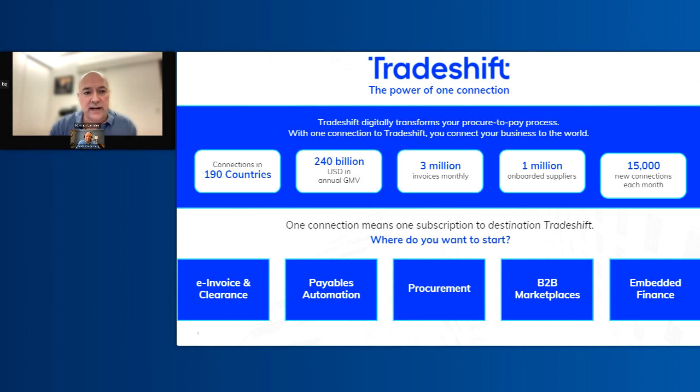So we've got 190 different countries connected. We're doing about 3 million invoices monthly with about 1 million onboarded suppliers and quite a few connections every month. You can see down at the bottom, that's essentially what we do: e-invoicing and clearance, payables automation, procurement, B2B marketplaces, embedded finance. I'll leave it at that.